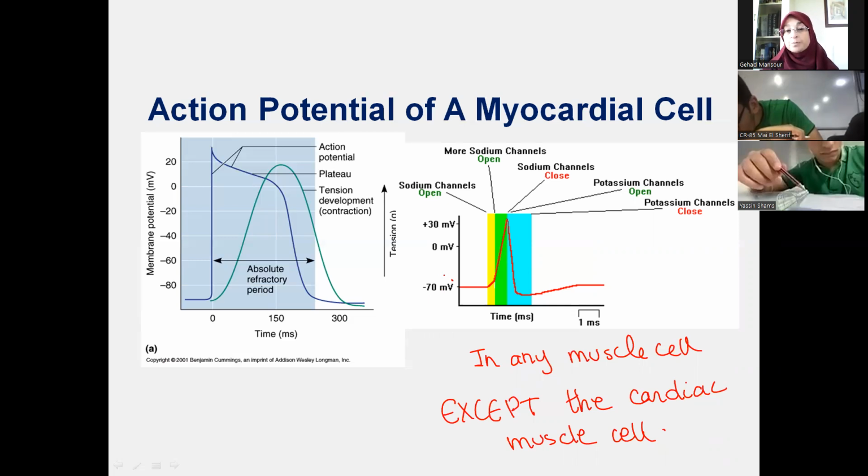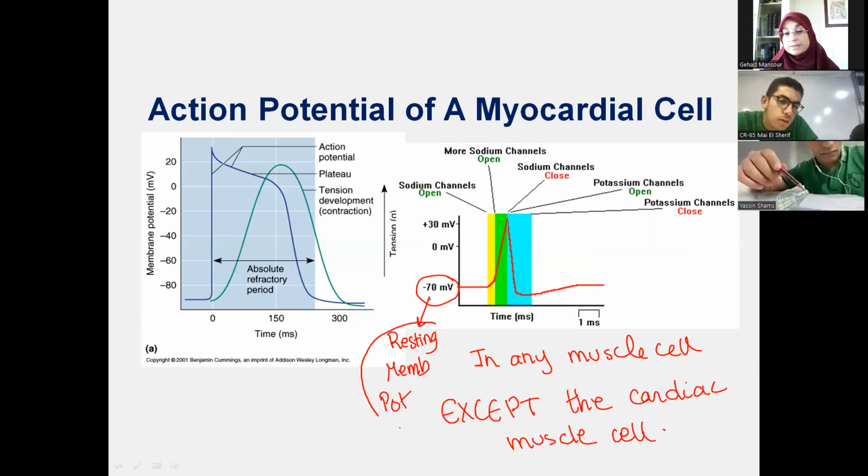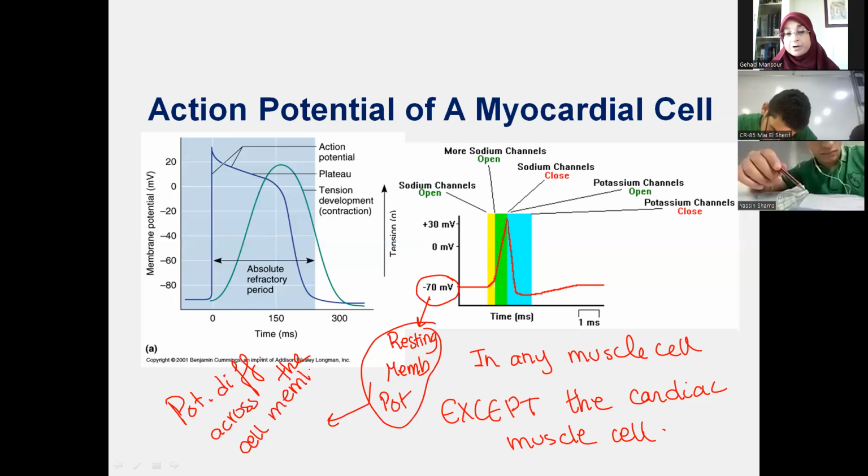For all muscles, we start at minus 70 millivolts. Minus 70 millivolts is the resting membrane potential. What do we mean by resting membrane potential? It is the potential difference across the cell membrane of the muscle at rest. And at rest means that the cardiac muscle is not stimulated. The cardiac muscle did not receive an electric impulse or a motor order to contract.